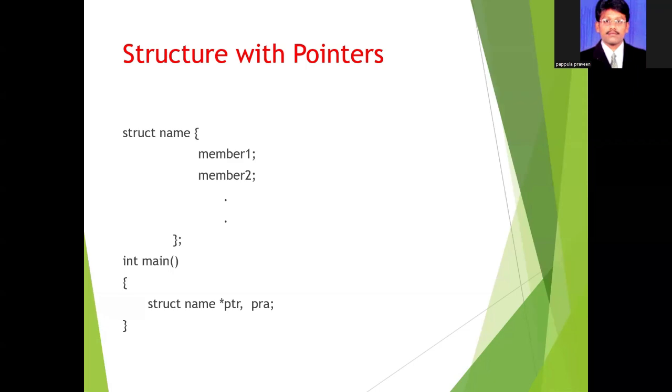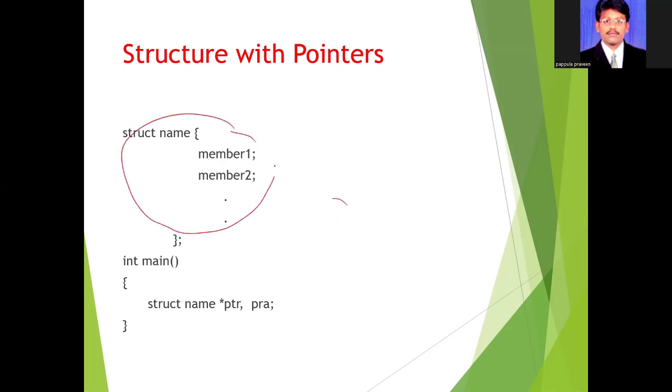So we know the pointer, we know the structure. See, now we have to combine these two concepts. Structure is nothing but a collection of different data items. Pointer is a variable which stores the address of another variable. Clear? Right. Now, first we declare the structure here.